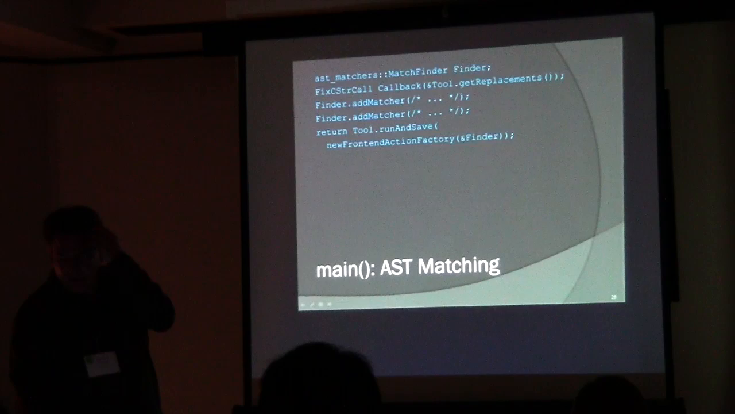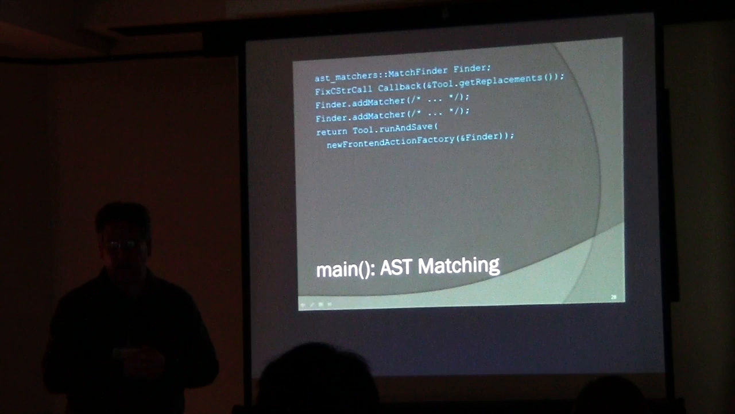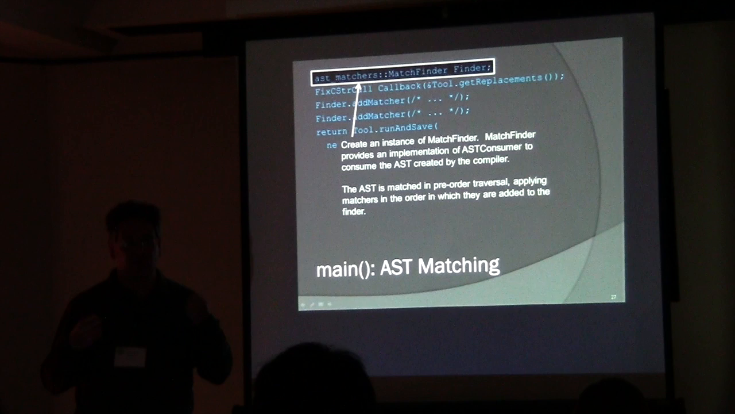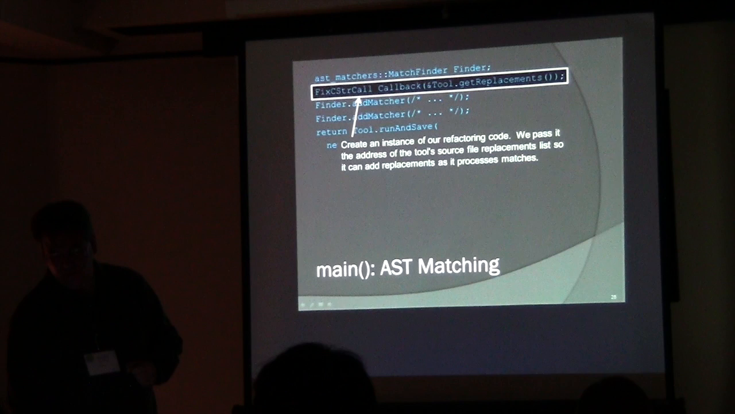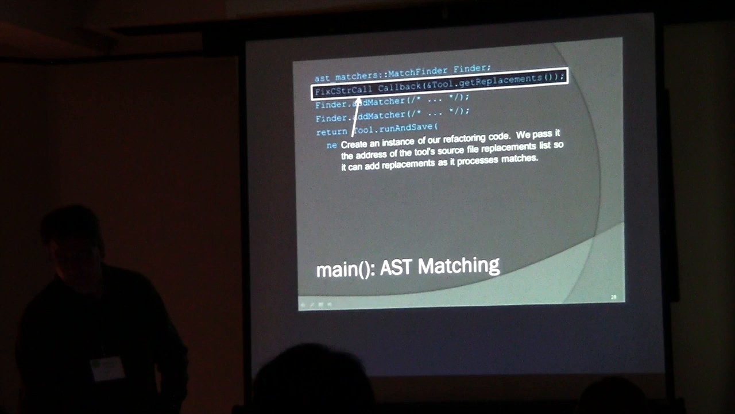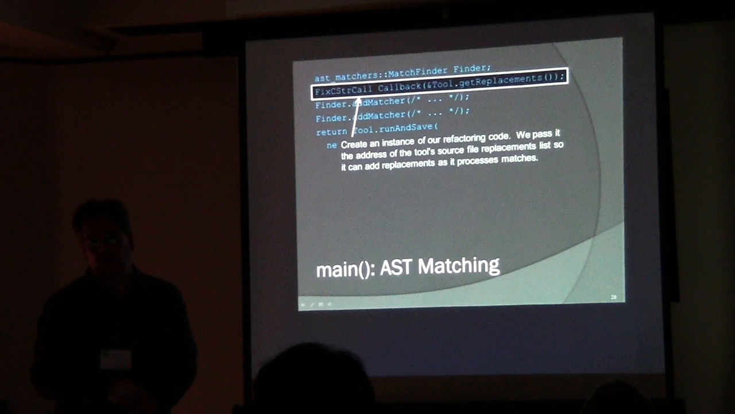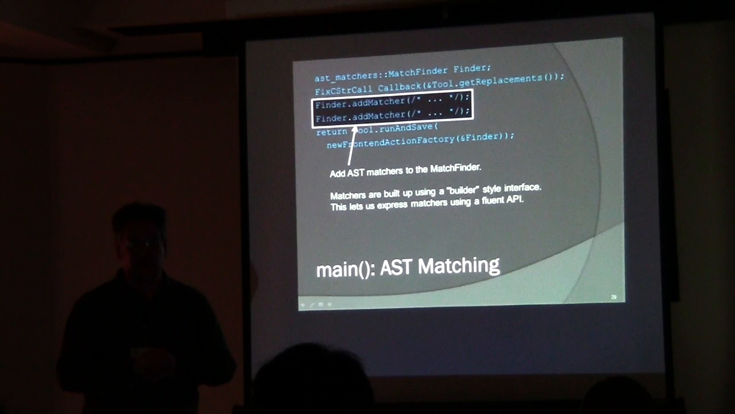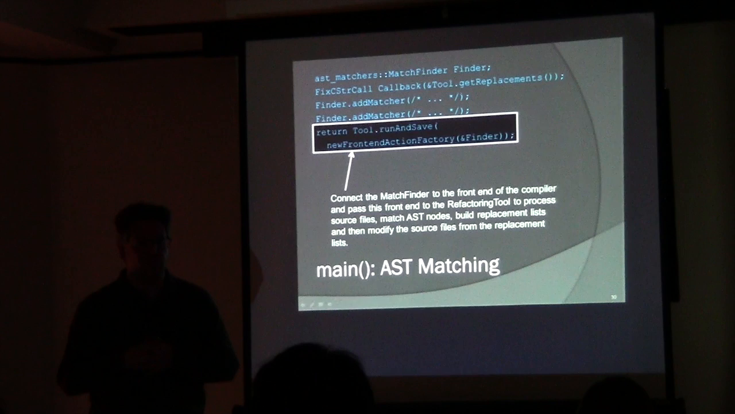So the main thrust of any one of these kinds of Clang-based refactoring tools is that we're going to have a match finder that is the thing that connects up our code that figures out what kind of replacements to build, connects that to a syntax tree matcher. And here, in this particular tool, fix CSTR call is the thing that implements that callback on matched AST nodes. And we connect it to the tool by using the tool's replacement list. We connect our little code that's going to identify the code to be replaced to the replacements list. There are matchers added to the finder. We'll see in a second what the detail of a matcher looks like. And then on the tool, you call run and save. Everything up until this point has been just wiring components together, and then we say go.